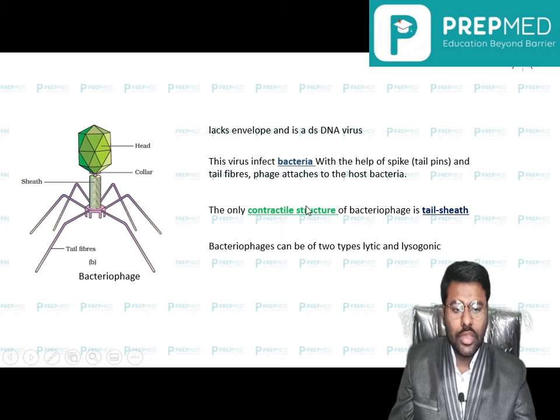The only contractile structure present in this virus is the tail sheath. Bacteriophage has 2 phases, one is the lytic phase and one is the lysogenic phase. So this is the sheath, this is the collar, this is the head, and these are the tail fibers.